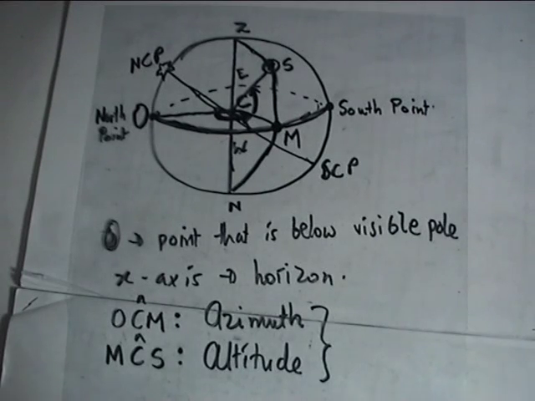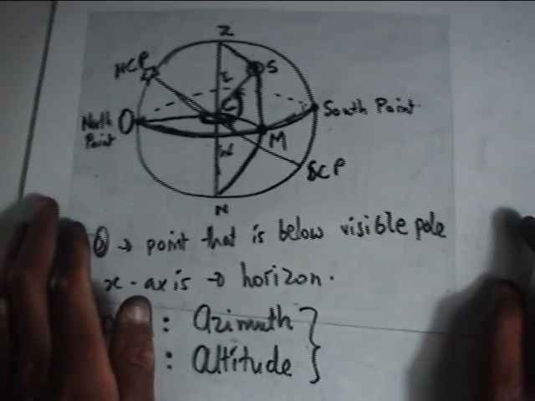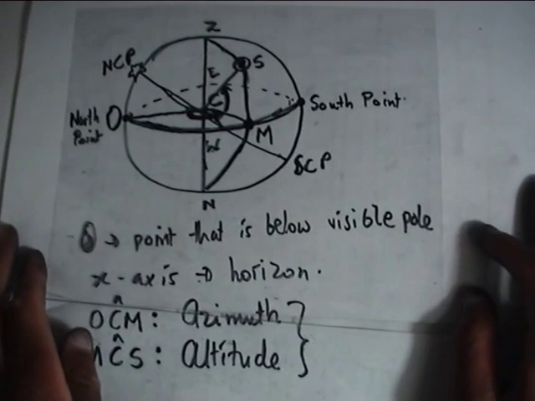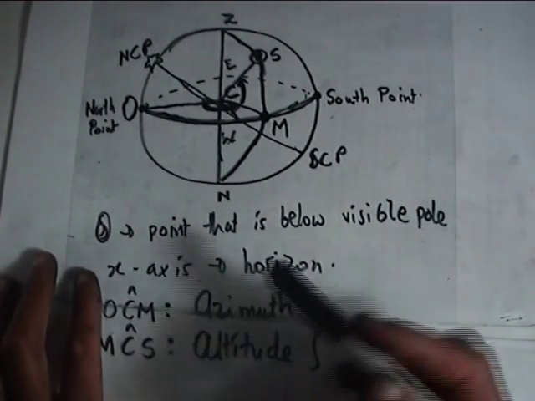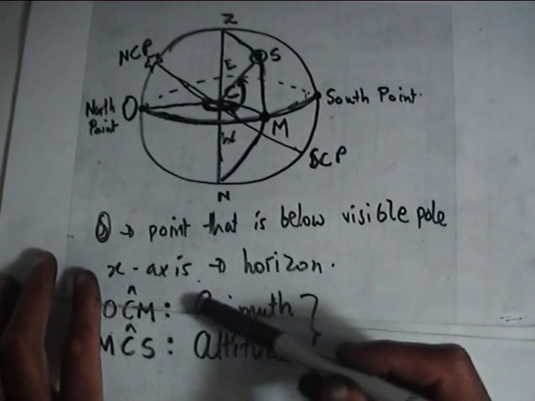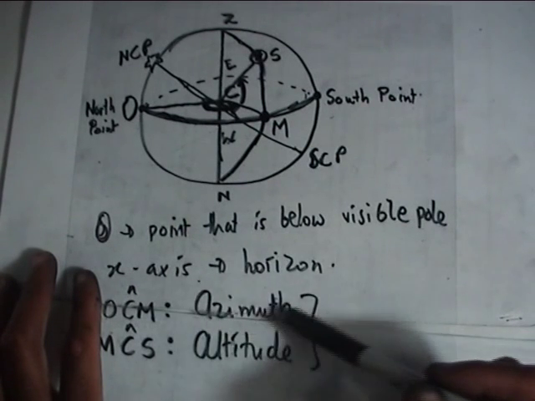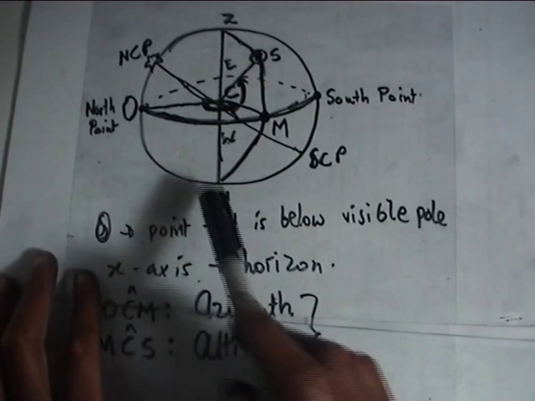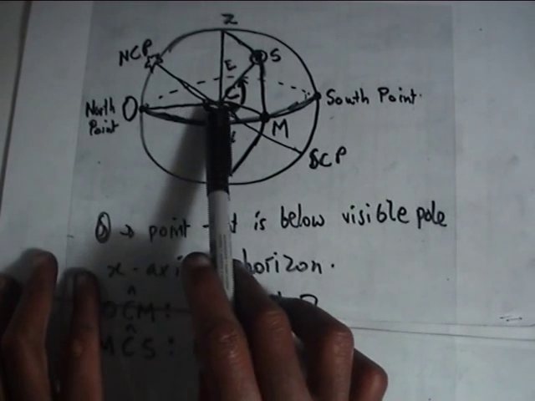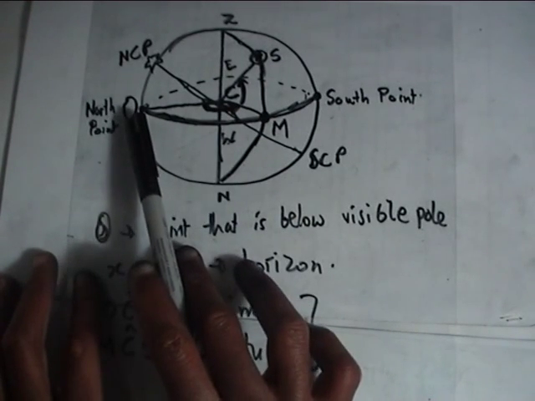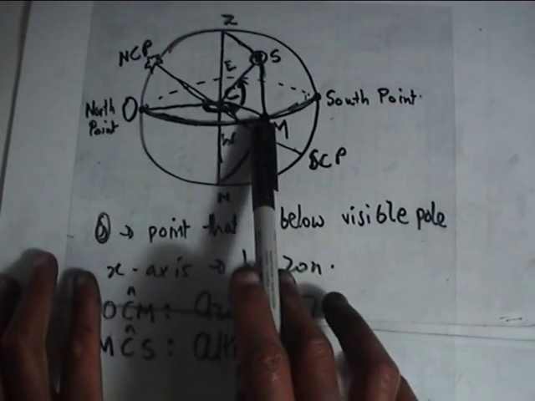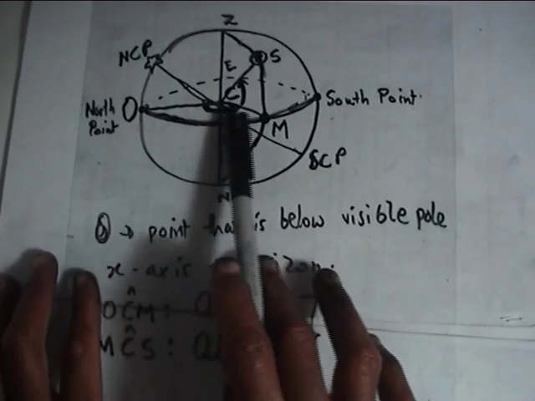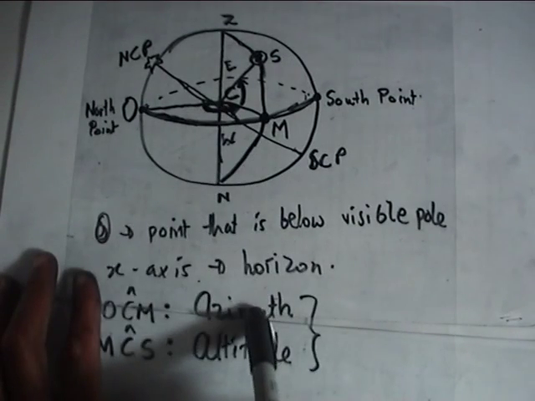Hello mates, in the previous video we just defined the two coordinates that we are going to use in the vertical system. The x coordinate is going to be called the azimuth. It is this angle here from the O, or the origin point, to where the vertical circle cuts the horizon. That point, this angle here, OCM, is going to be our azimuth.